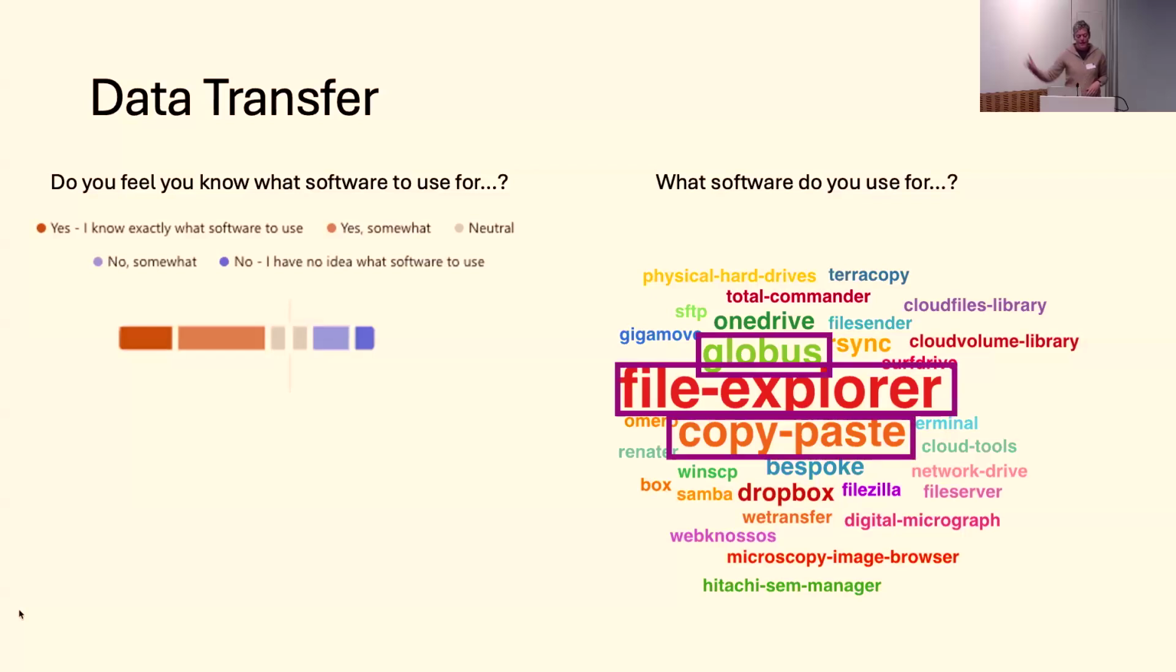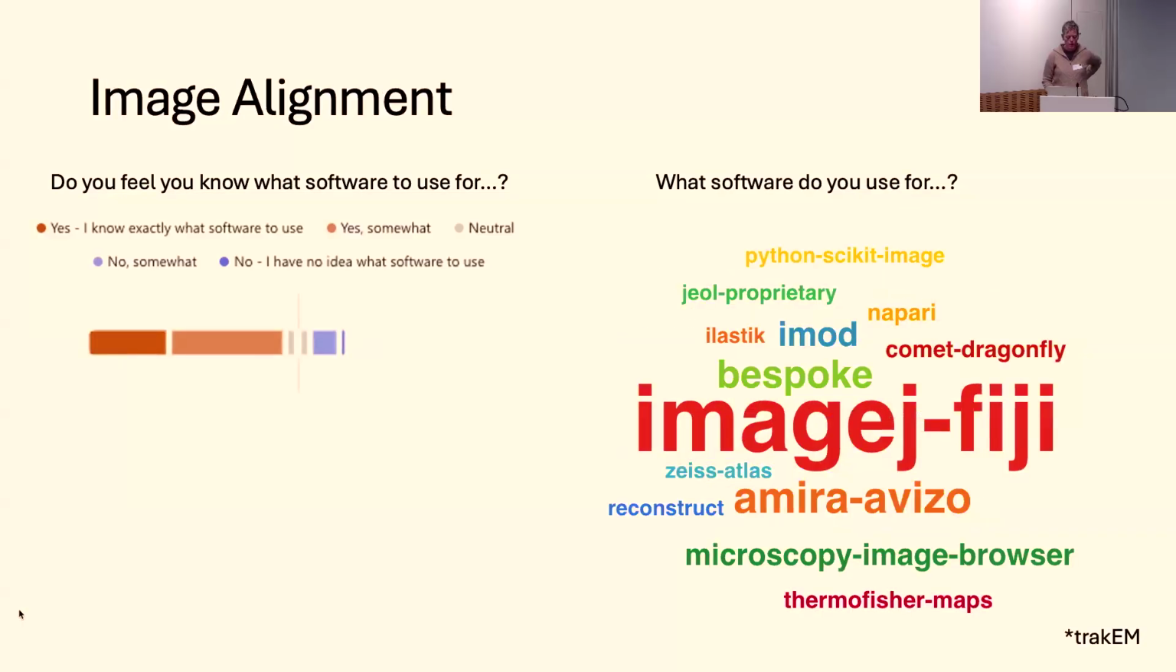Okay, I did also want to just point out, you can see I put some boxes up, that out of all of the tools that people do use for this, Globus was the most used. You can see a lot of small words there, but Globus is starting to become a little bit more used within the field. So the next area that we looked at was image alignment.